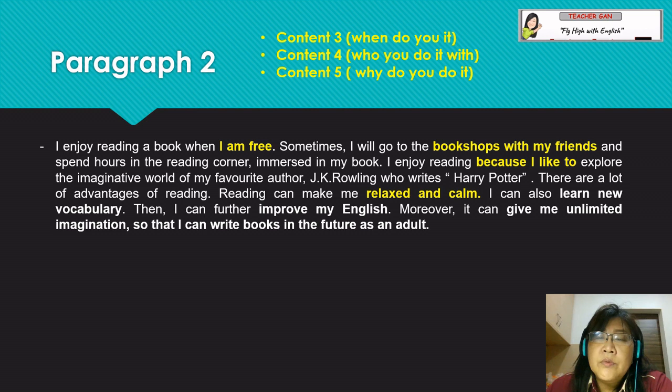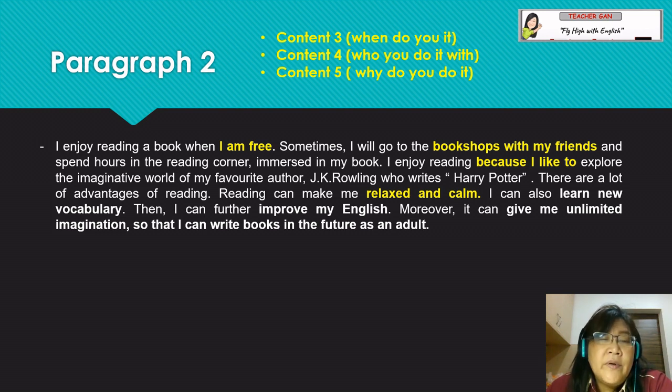Sometimes I will go to the bookshops with my friends and spend hours in the reading corner, immersed in my book. I enjoy reading because I like to explore the imaginative world of my favorite author J.K. Rowling, who writes Harry Potter.